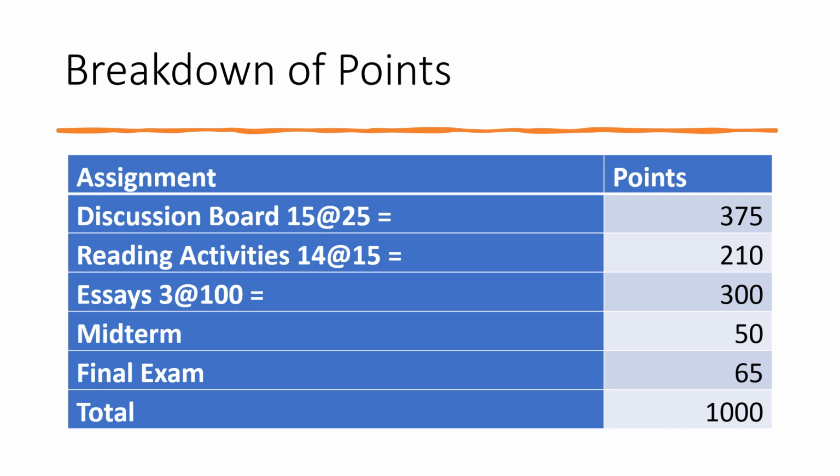So here's a breakdown of the points. You'll have the discussion board, 15 at 25 points each, comes out to 375. Reading comes out to 210. Your 3 essays is 300 points. Your midterm's 50, and your final exam is 65. So it's a total of 1,000 points. In order to pass this class, you'll need to receive 700 points.